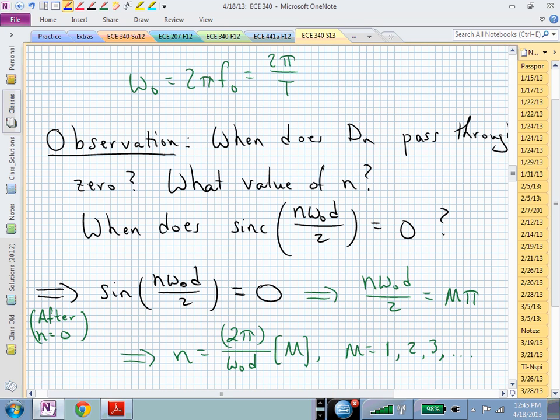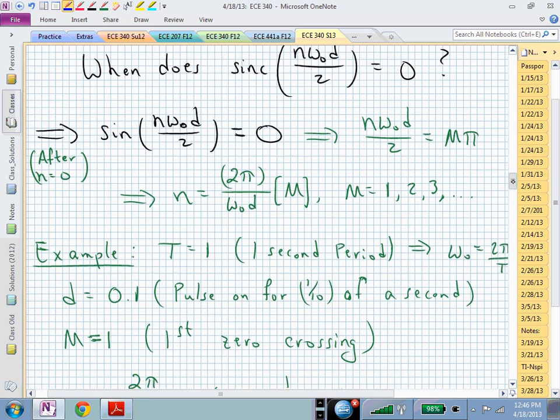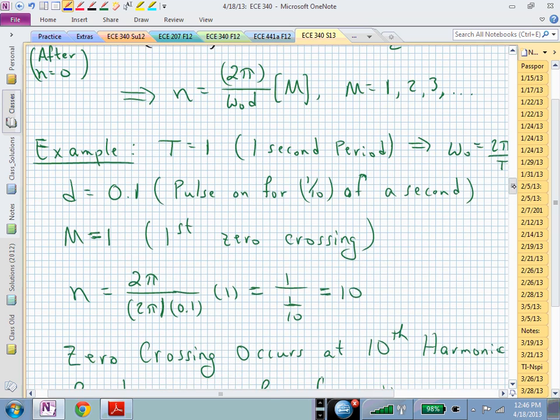And that's what I'm explaining here. The sinc function is sine x over x, which has a value of 1 at 0, at DC, sine x over x, L'Hopital's rule. So we want to know, when does the sine of n omega naught d over 2 equal 0 the next time? It's when any integer multiple of pi. And we would like to know maybe when it does the first time. So after n equals 0, all we need is that sine to be equal to 0, which means that the argument needs to be a multiple of pi.